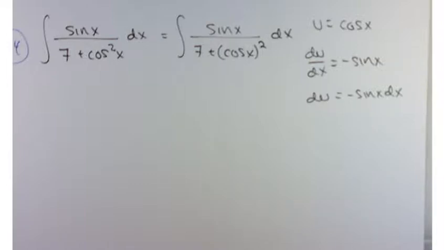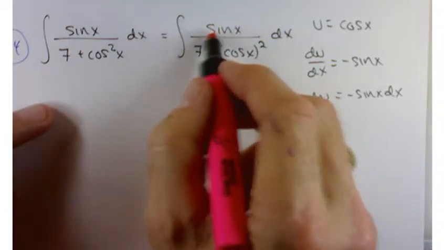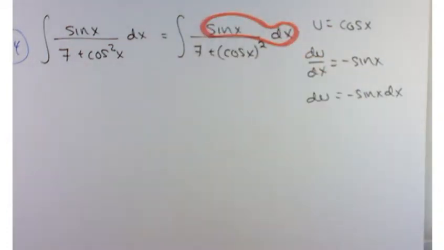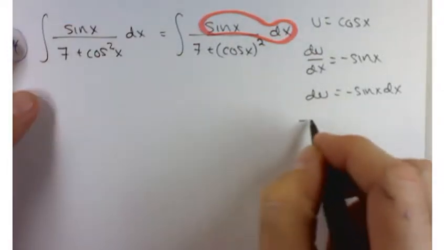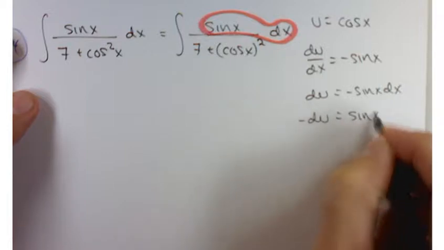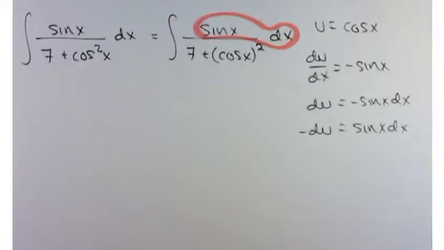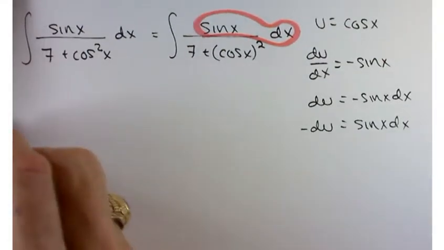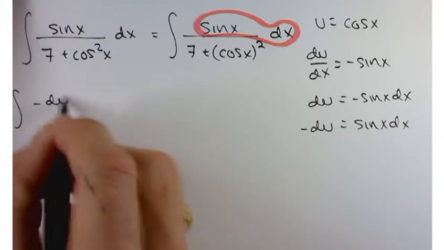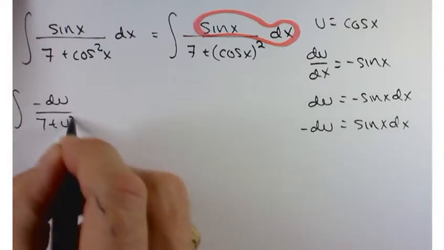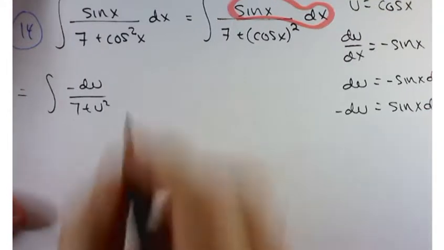My bias in doing my u substitutions is this. I like to solve for what's in the integrand. So in this particular case, I've got a sine of x dx. So that means for me, I'll move this negative sign to the other side and get minus du is the same thing as sine of x dx. I like that. That way I can make a nice direct substitution. Let's see what that gives us. I get a minus du over 7 plus u squared. And that's looking pretty good.